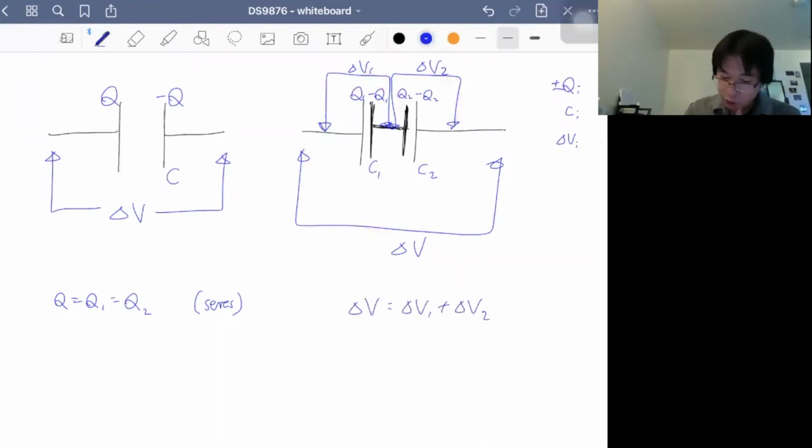And finally, to find the relationship between the capacitors, I can plug that in. And what do I get here? I get C delta V equals C1 delta V1, right? So if you know how to write these out, you will be able to solve all the problems.